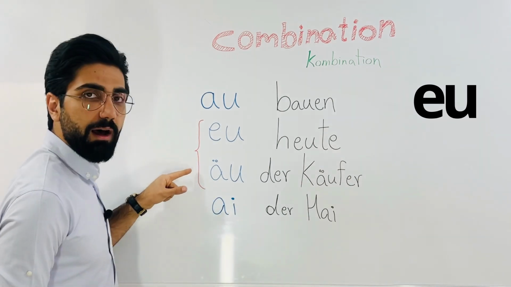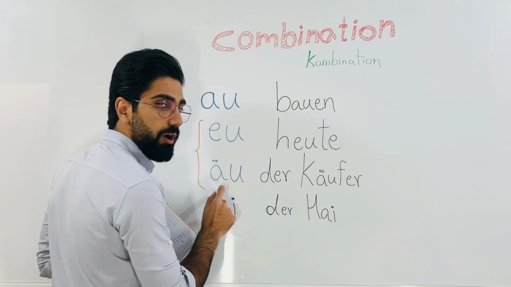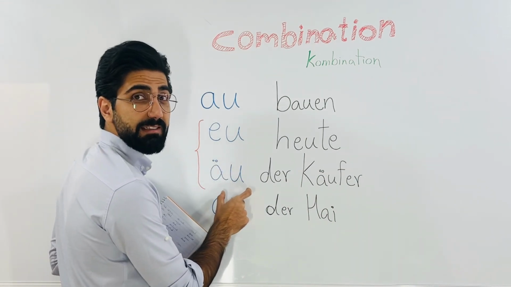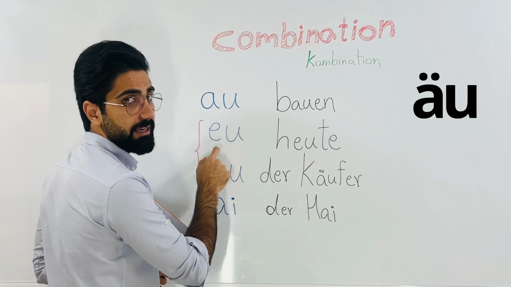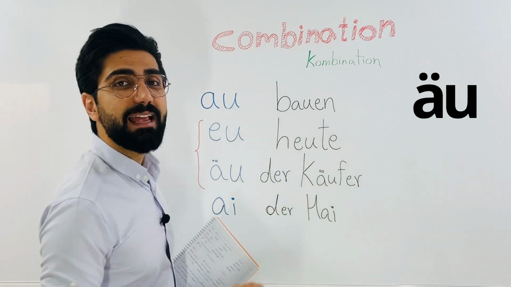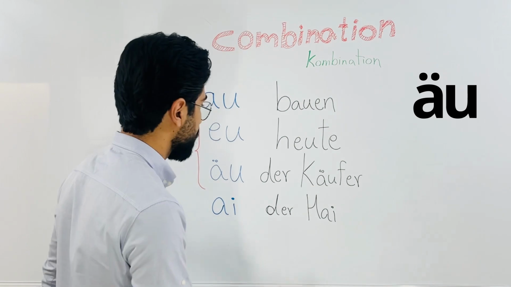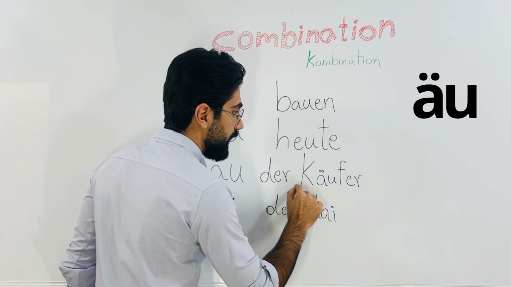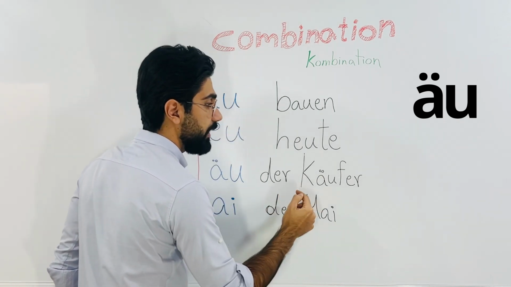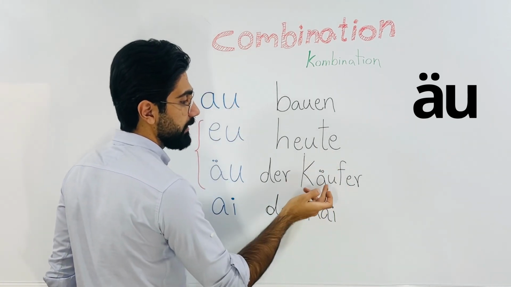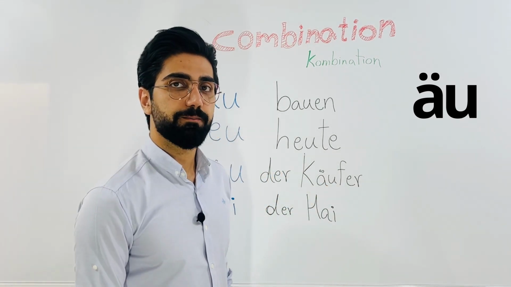And the next one is the combination between A Umlaut and U. It sounds like the second one, oi again. Oi. Der Käufer. Der Käufer. See, here we have again a combination between two alphabets.